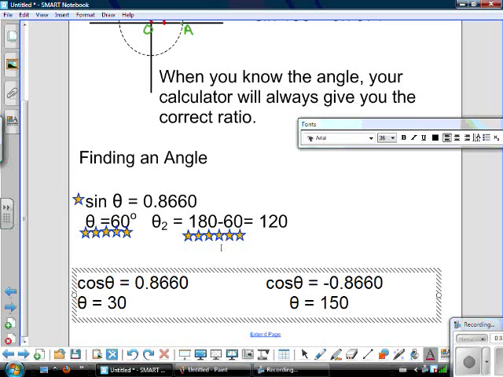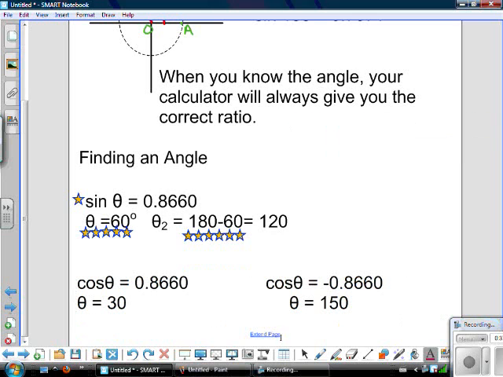What I'm going to do now is give you some work to work out from the textbook. Okay, and we'll look at some of this again. Now remember, the problem occurs when you're going from a ratio to an angle, and we're talking about the sine ratio.